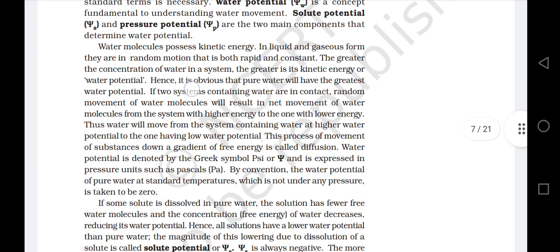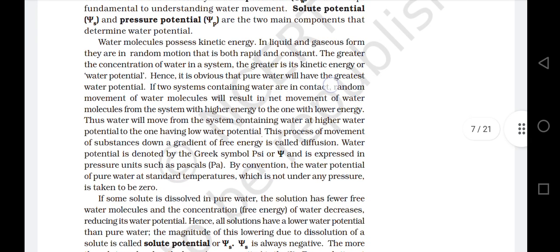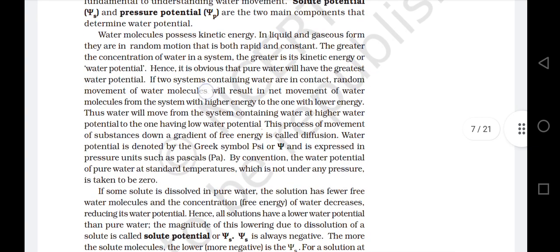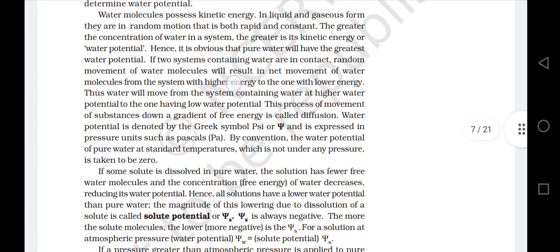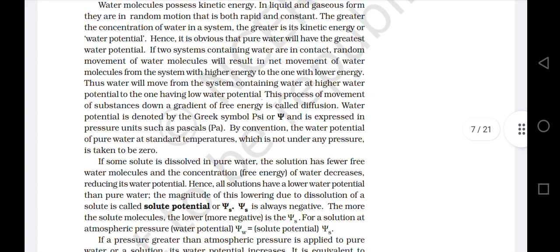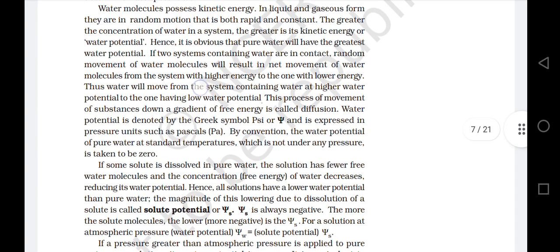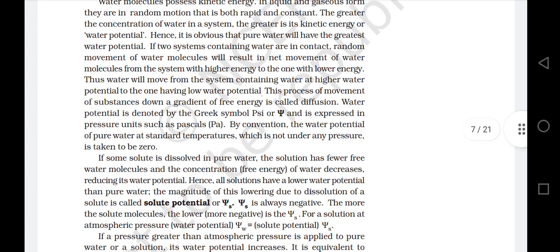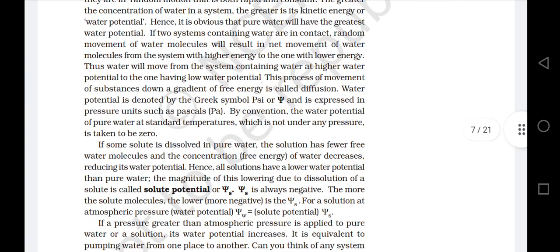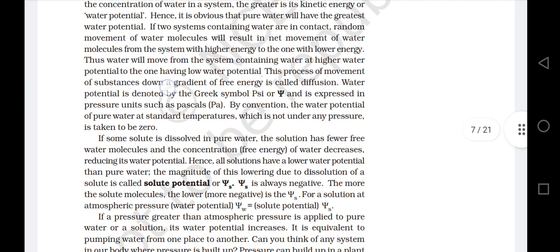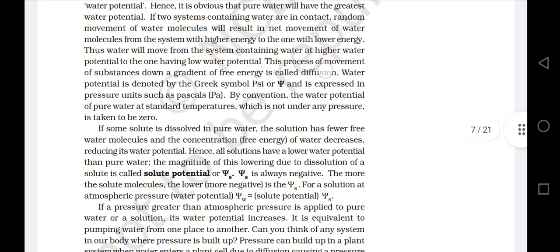If two systems containing water are in contact, random movement of water molecules will result in net movement of water. Net movement of water molecules is from the system with higher energy to the one with lower energy. Thus, water will move from the system containing water at higher water potential to the one having low water potential. This process of movement of substances down a gradient of free energy is called diffusion.